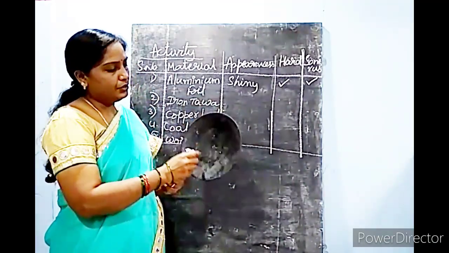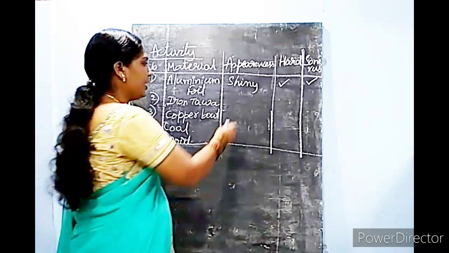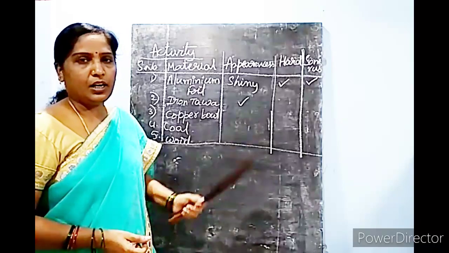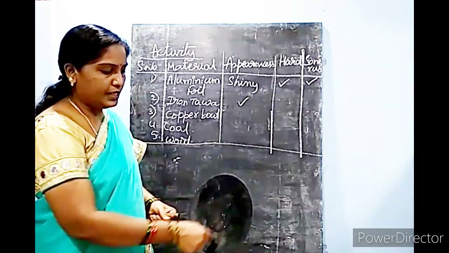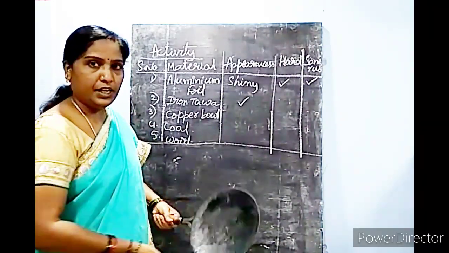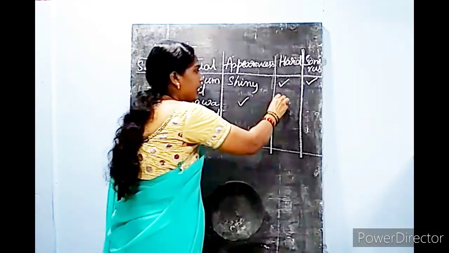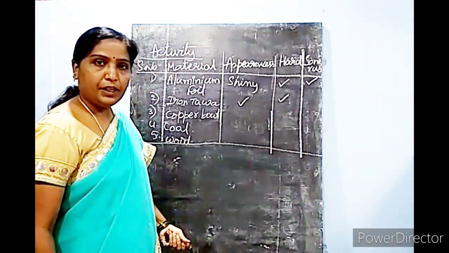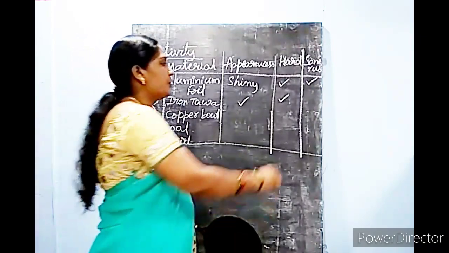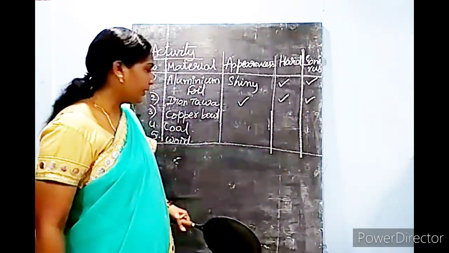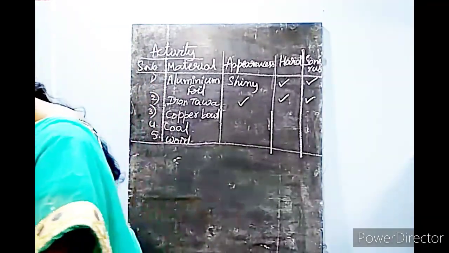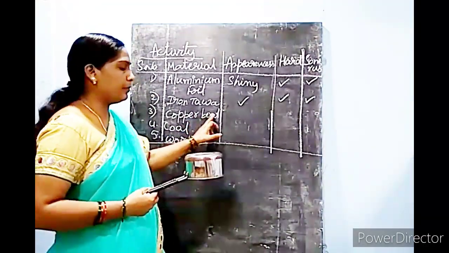And now we will go to another item. Its appearance is so shiny. It is also shiny and hard. Does it look hard, and will it give any scratches if we try with our nail? No, so it is hard, and it also makes sound when we beat it with another metal. So it is sonorous.